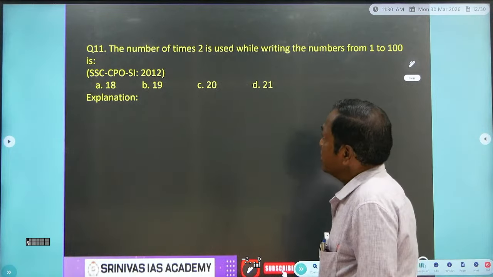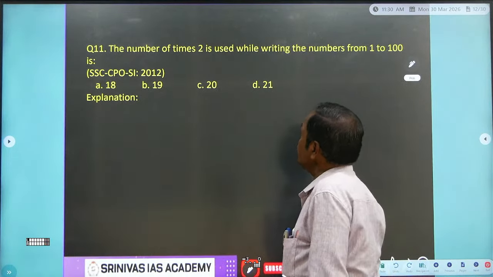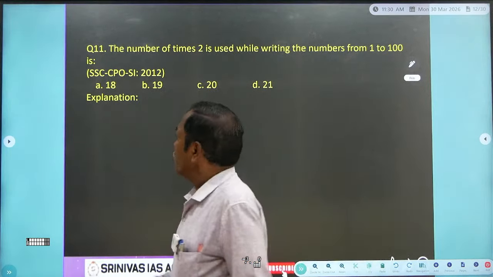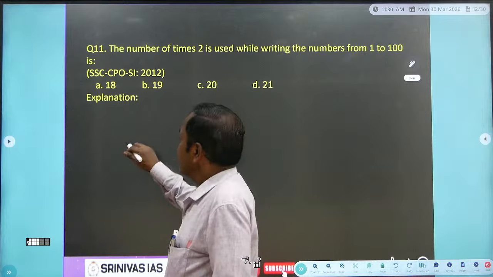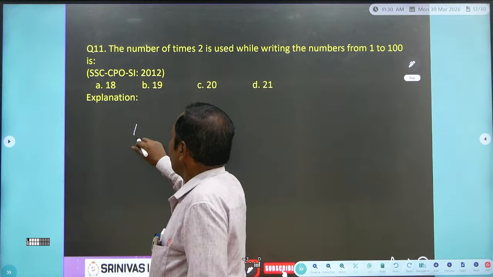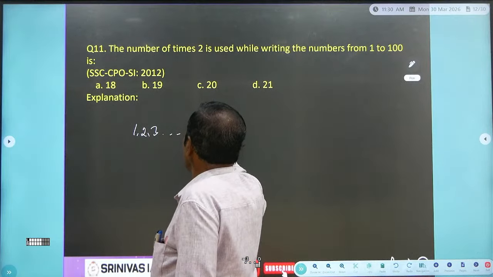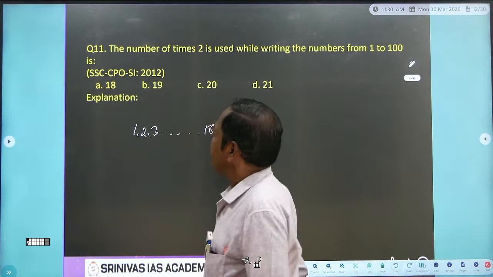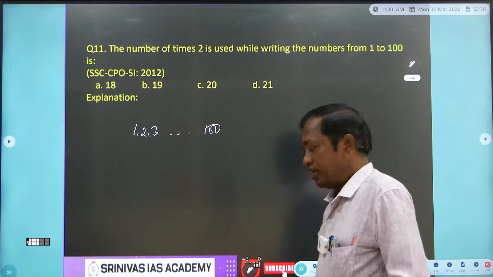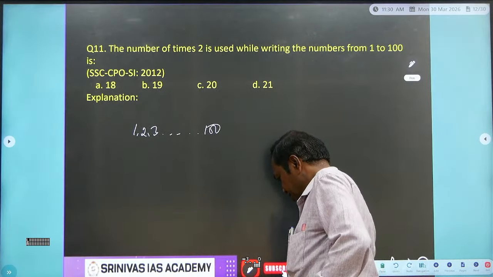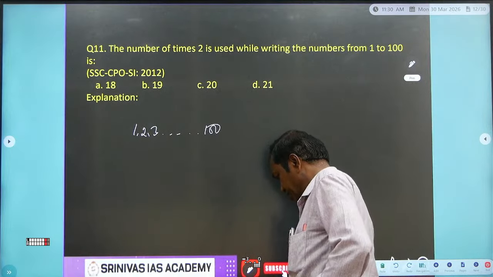Now, the number of times 2 is used while writing the numbers from 1 to 100. 1, 2, 3 up to 100. The number of times 2 will appear. I think you should tell me now.